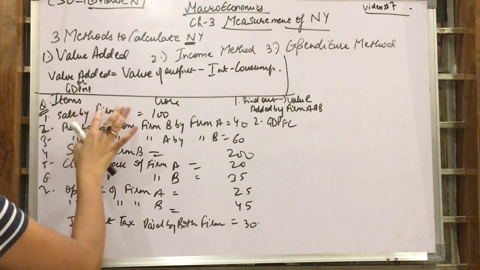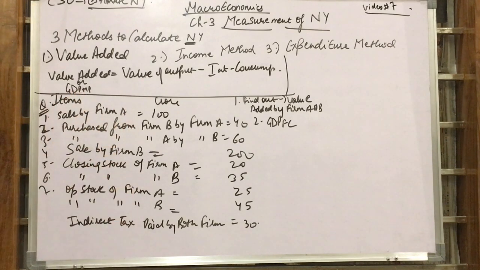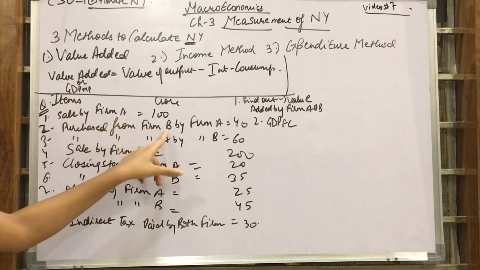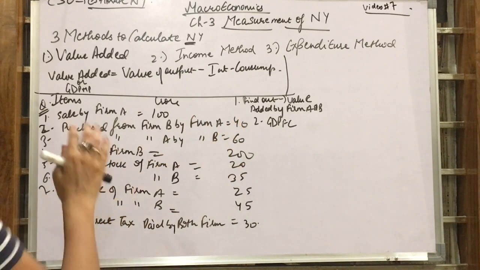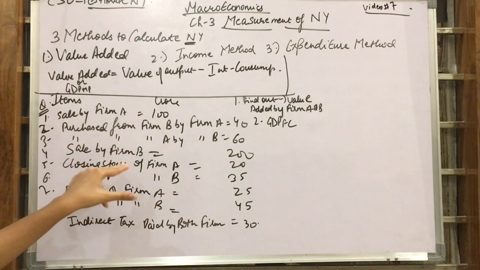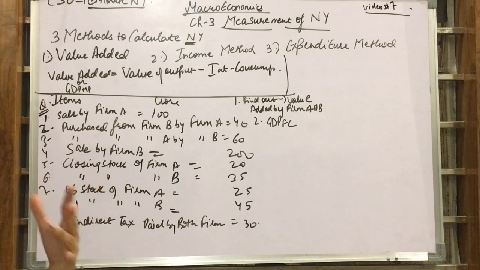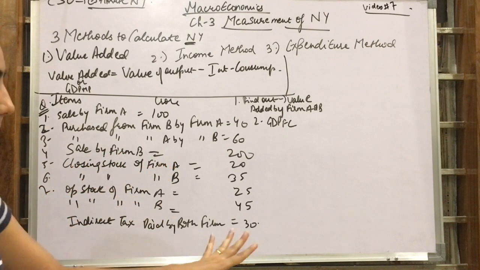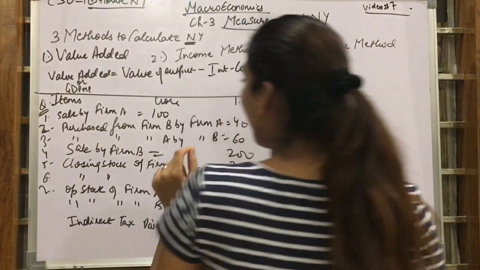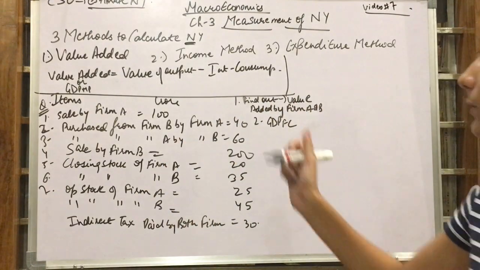Now sale of firm A is given, sale of firm B is given, purchase from firm B by firm A is given, and the opposite is given. Then closing stock and opening stock of both A and B are given, then the indirect tax paid by both the firms is given. Now from where do we have to start? Obviously from the value added.